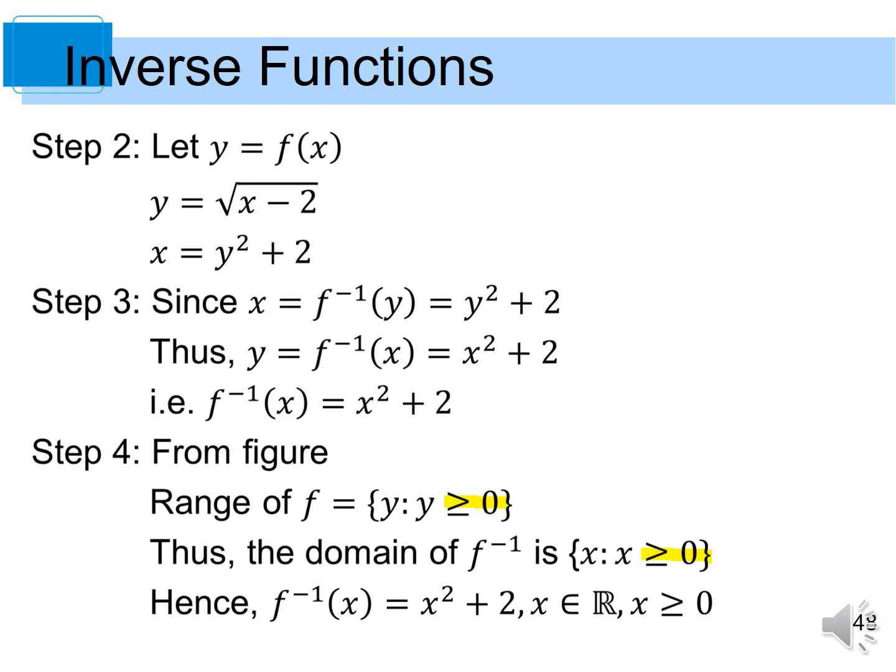Both you can see greater than 0. Okay, because the range is greater than 0, so here must be greater than 0 as well. Okay, for the domain. So you can conclude your answer. The inverse function of x is equal to x squared plus 2, where the domain for this function is x must be greater or equal to 0.